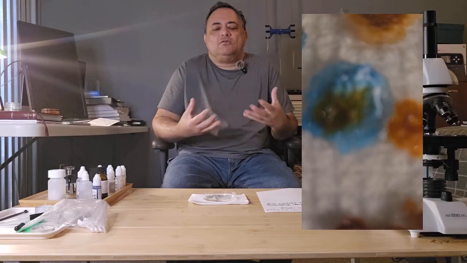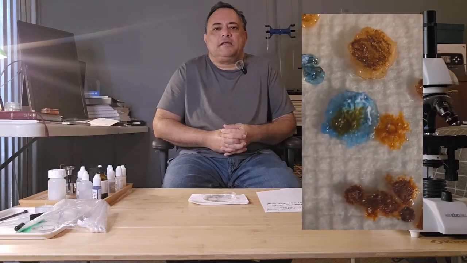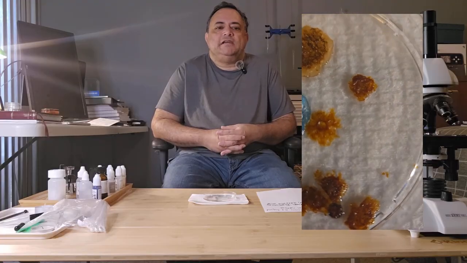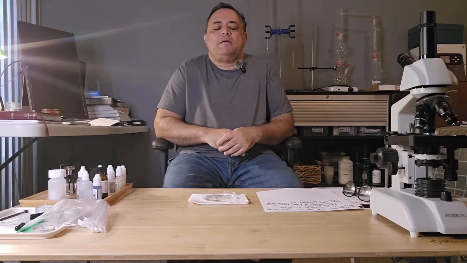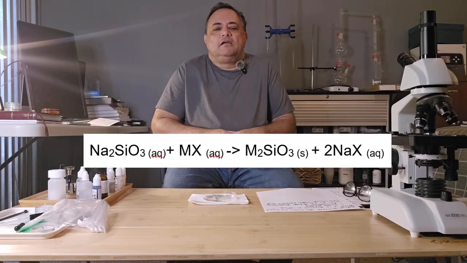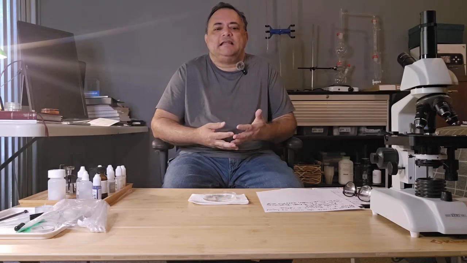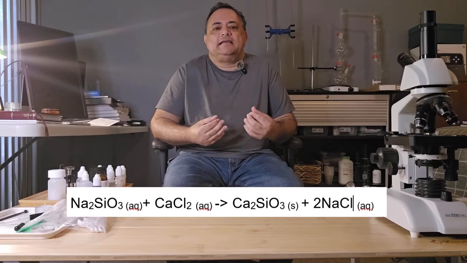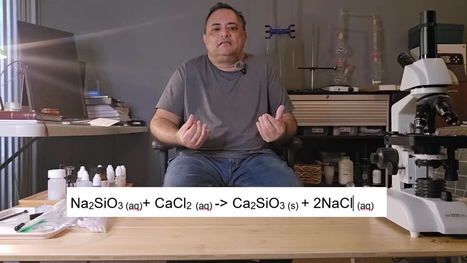So what's going on? What is the story behind the reaction? If we take the generic metal salt, like a metal chloride, MX, the reaction can be represented by the following formula. An example is calcium chloride. Here, calcium silicate is formed and precipitates out as a solid.